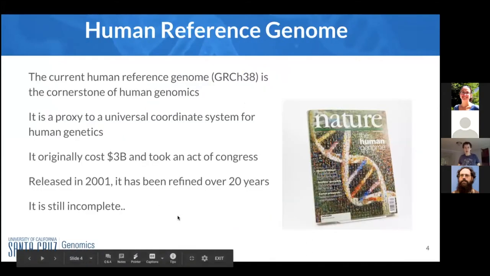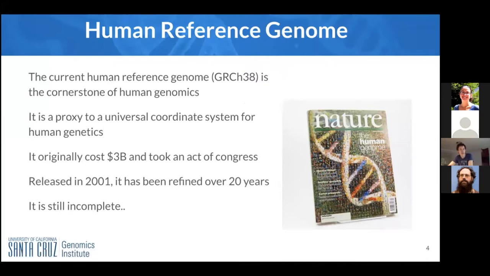Okay, so today I'm going to talk about this topic, pangenomics. To understand where we are now in the field, it's worth looking back 20 years ago at the publication of the initial human reference genome. If you're in genomics, you will at some point definitely end up explicitly or implicitly using the human reference genome. We're now at GRCh38, that's its code name. It really is the cornerstone of human genomics, because it acts like a proxy to a universal coordinate system for human genetics.